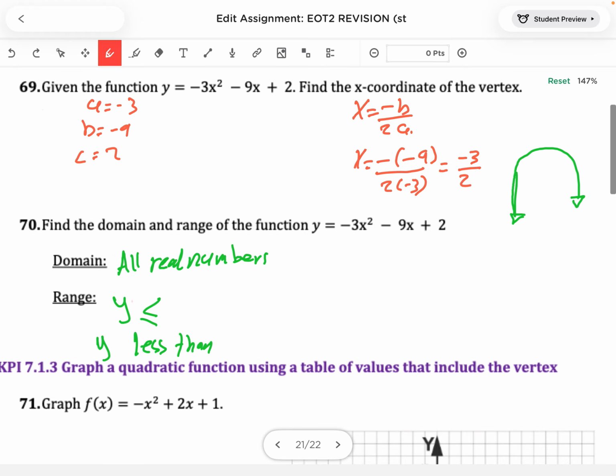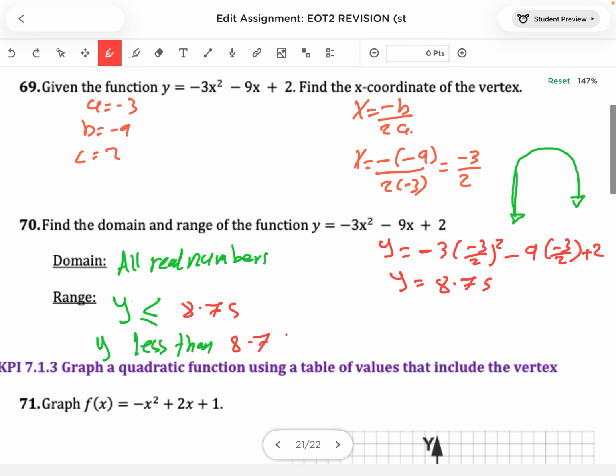Now we got x, which is negative 3 over 2. So to get y, I have to replace x with negative 3 over 2 in negative 3 times negative 3 over 2 squared minus 9 times negative 3 over 2 plus 2. Y will be 8.75. So y is less than or equal to 8.75. Or you can write y less than 8.75 to be on the safe side. It is fine.